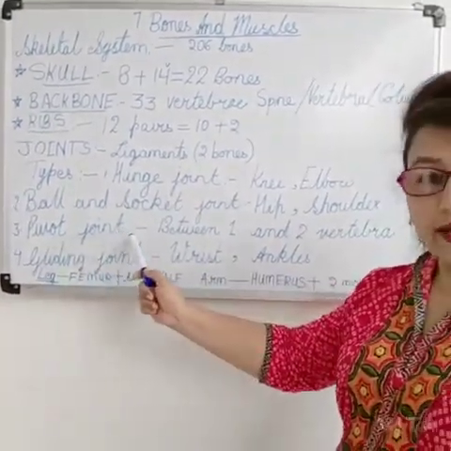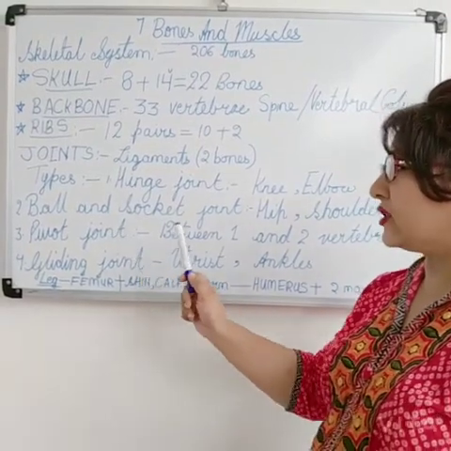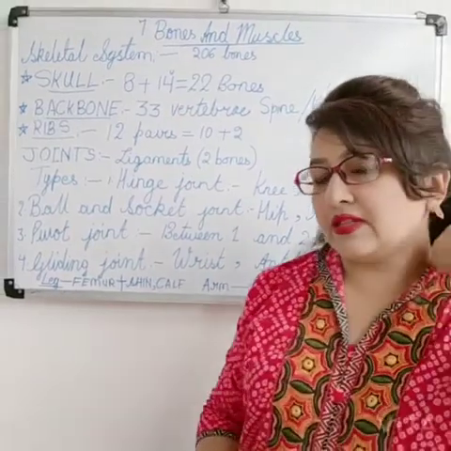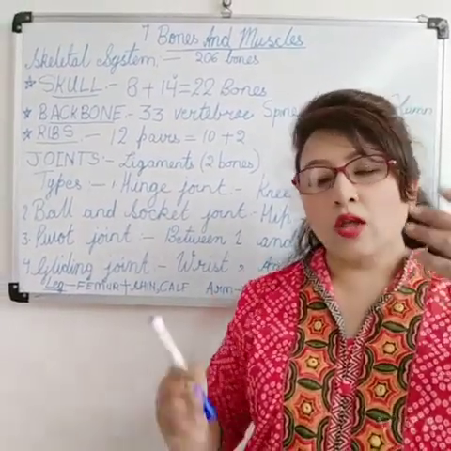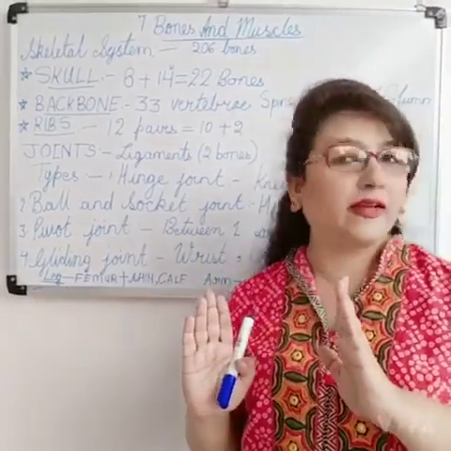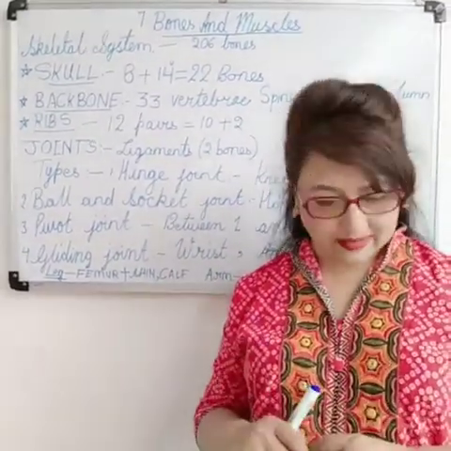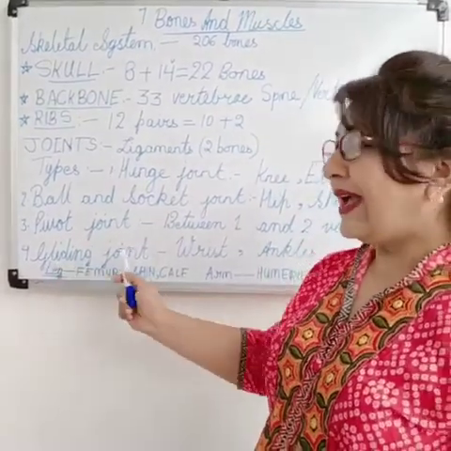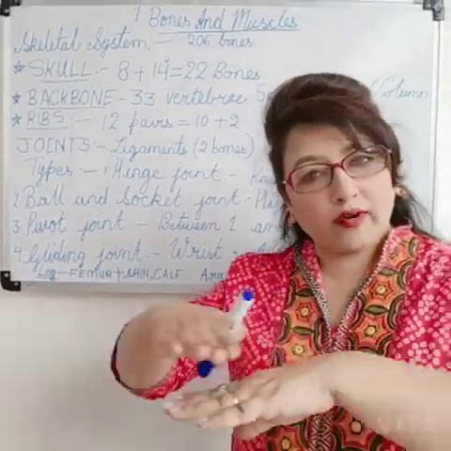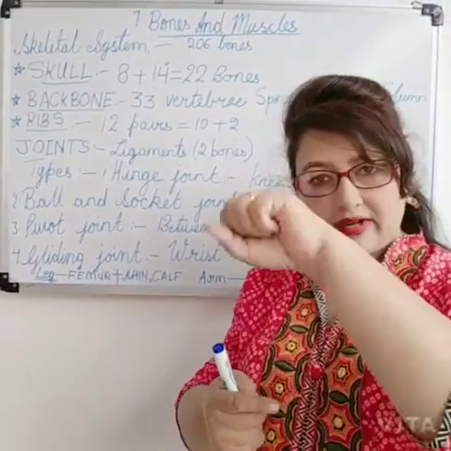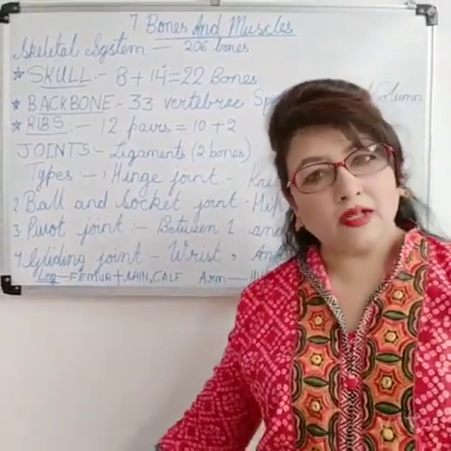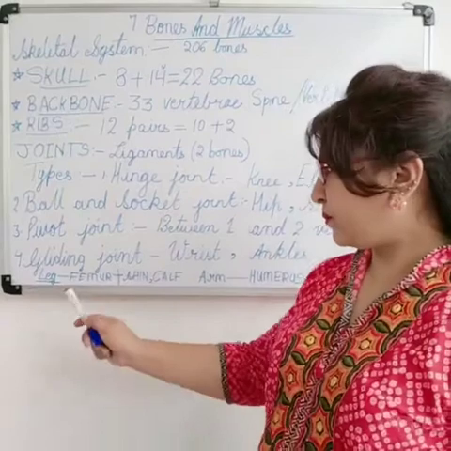The pivot joint. The next joint is the pivot joint, and it is found between the first and the second vertebrae. That means near our neck portion on which the head is resting, and it allows the movement of our neck sideways, up and down. Gliding joint. Gliding joint is when the bones glide over each other. It is present in our wrist, which can move a lot, and on the ankle near the heel joint.